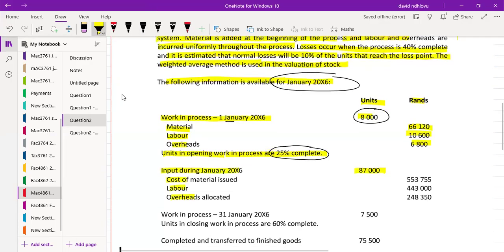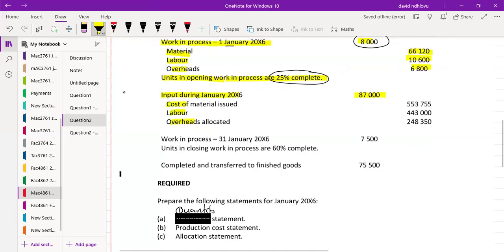And then we have the work in progress on 31 January of the year 20X6, which is the end of the month, closing inventory, 7.5 units, which are 60% complete. Completed and transferred to finished goods is 75,500 units.